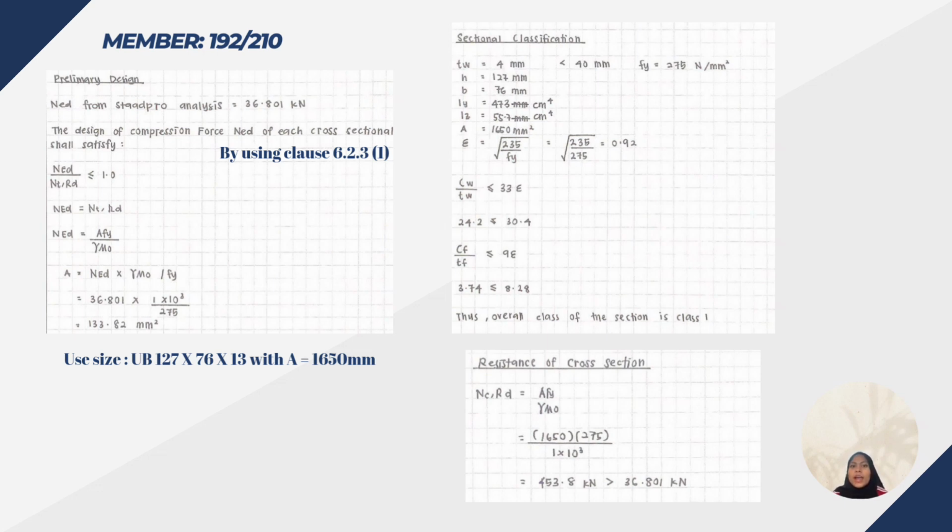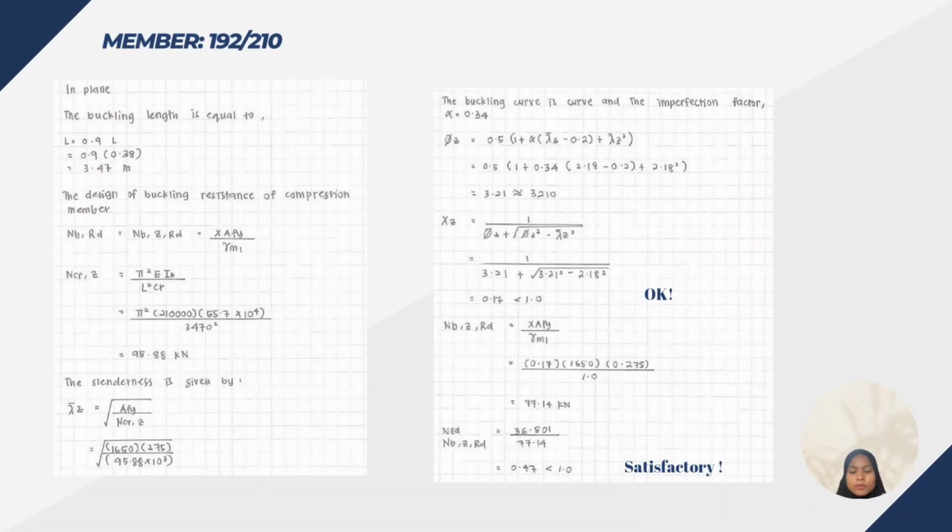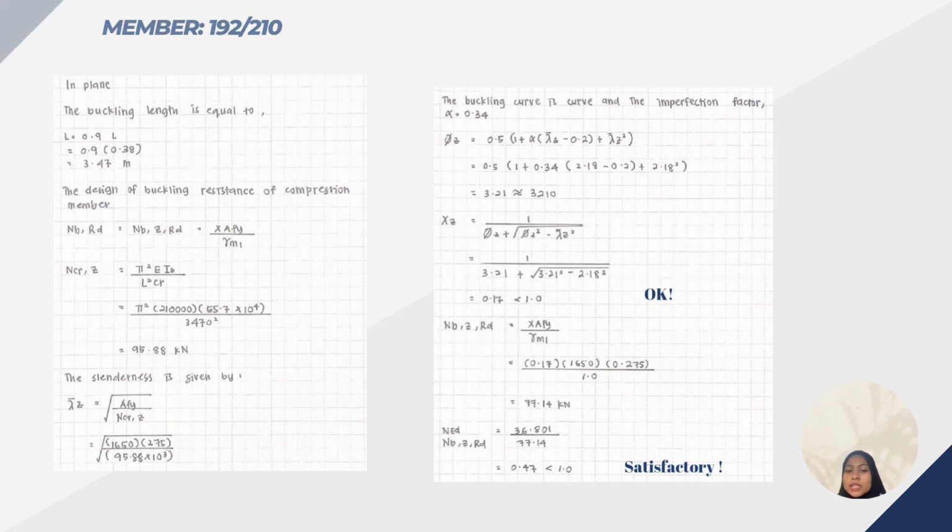Sectional classification: the overall class of the section is class 1. The value of NCRD is bigger than NED, where NCRD is 453.8 kN. In plane, the buckling length is 3.47 meter. After calculation, the value of XZ is less than 1, so it is okay. The value of NED over NBZRD is 0.47, which is less than 1, so it is satisfactory.